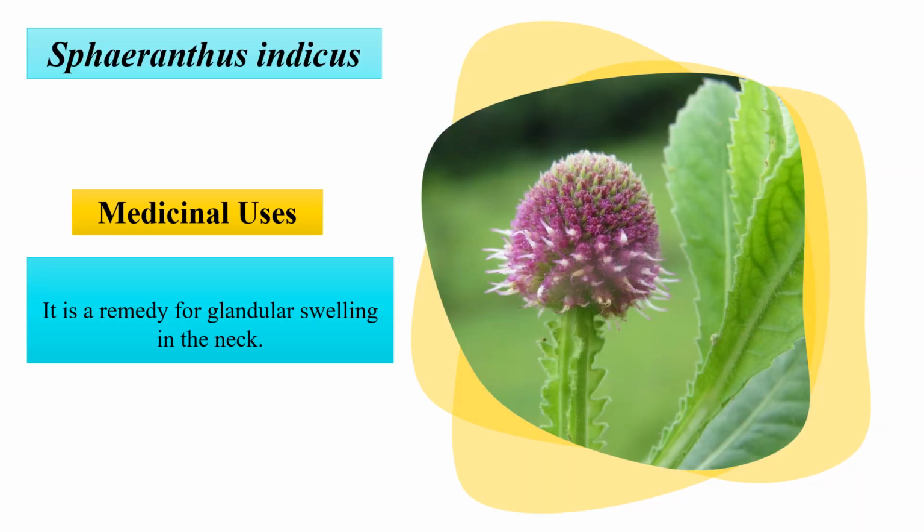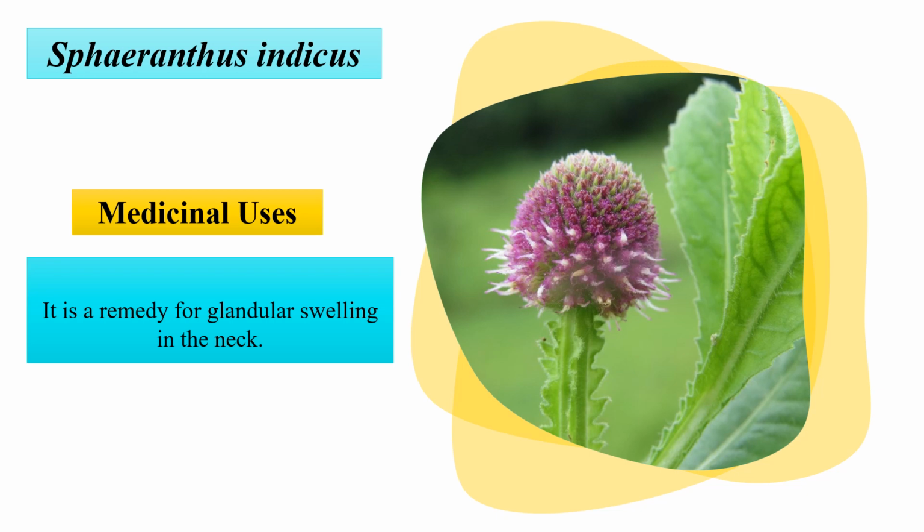Next, another beautiful member from the family Asteraceae, that is Sphaeranthus indicus. You can observe the beautiful pink or violet flower of Sphaeranthus indicus. Usually you can find this plant in rice fields, in grasslands, in wastelands also, and they grow in mass. The mass flowering of this plant looks very beautiful. Medicinally, this plant is also important. Mainly it is used for glandular swelling in the neck.